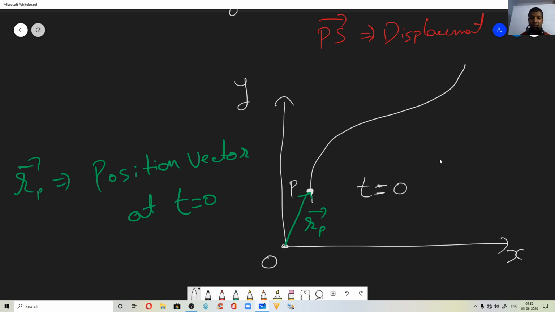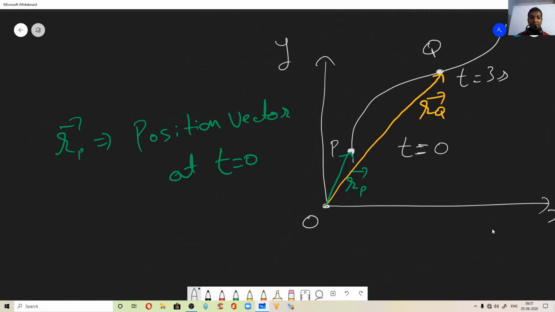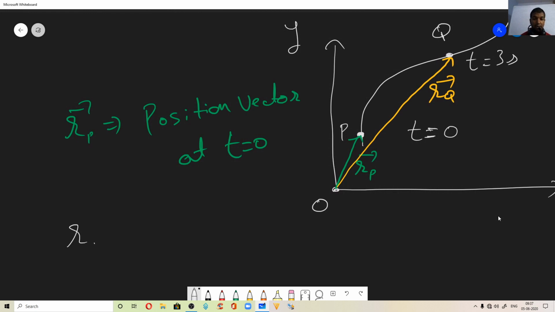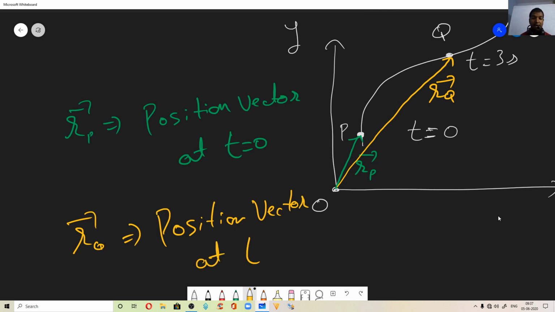Now say after some 3 seconds, the toy car is at position Q. Then I can write RQ as the position vector of point Q. So this is RQ, right? I said it will reach point Q after some 3 seconds. So RQ is the position vector of your toy car at t is equal to 3 seconds, right?